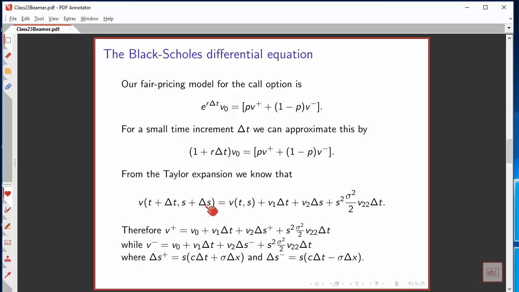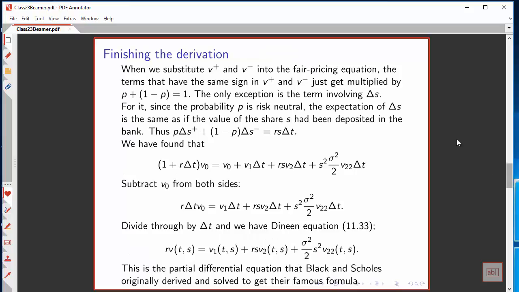Now, I also have just worked out an expression for v at time t plus delta t with share price s plus delta s, and that lets me work out what v plus is and what v minus is. V plus just involves what happens when s goes up, and v minus just involves what happens when s goes down. So there are the appropriate formulas for delta s plus and delta s minus. Thank goodness we're almost done.